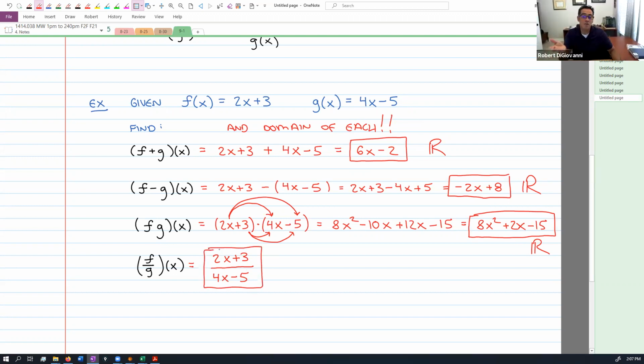The tricky part's the domain, because now you actually have a fraction, right, Cecilia? Yeah. And we have to make sure what? What is it that we need to make sure here? That the denominator isn't 0. Okay, so I'm going to write that down. I want to make sure that 4x minus 5 can't be 0.